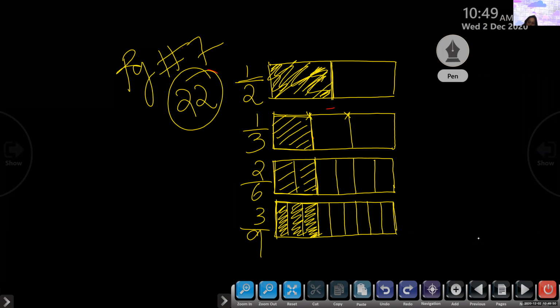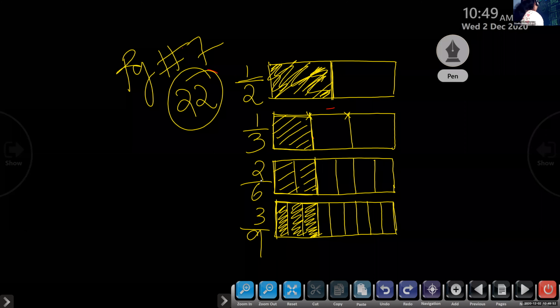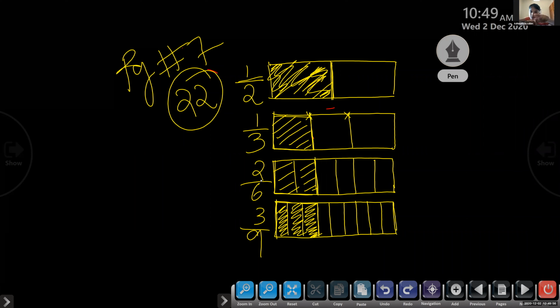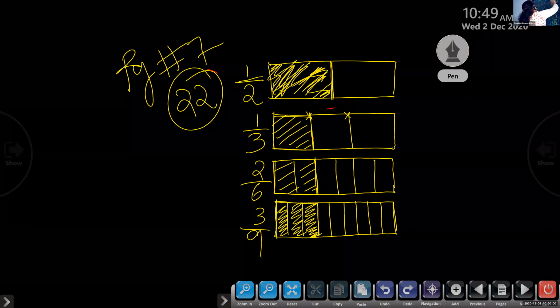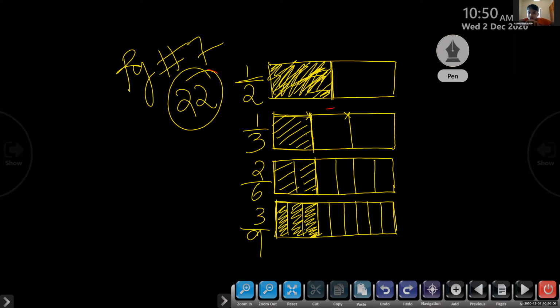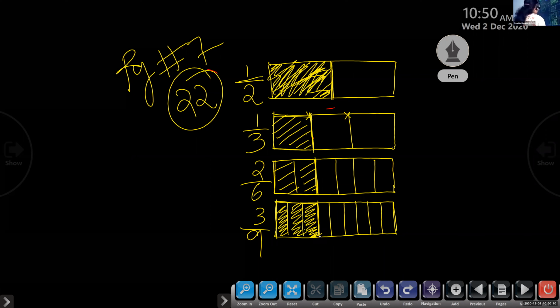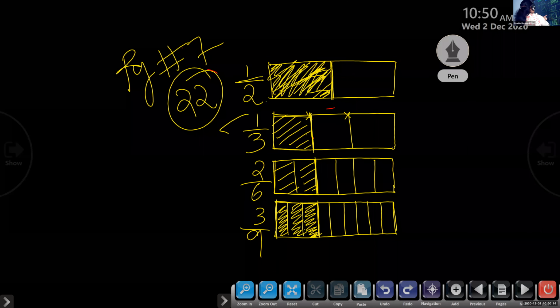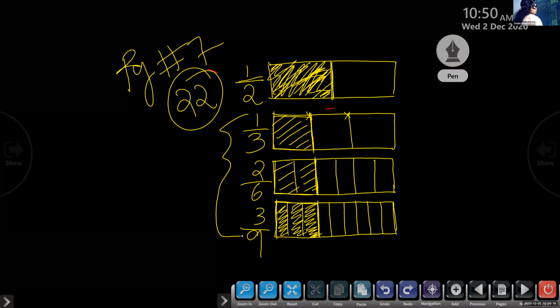Yes, Adinada, look at the picture and tell me which fraction is bigger. 1/2. Yes, very good. And what about the other fractions, 1/3, 2/6, 3/9? Look at the picture. They are equal. Very good. So children, 1/2 is greater. All the other three fractions are equal, equivalent. So we can write that.